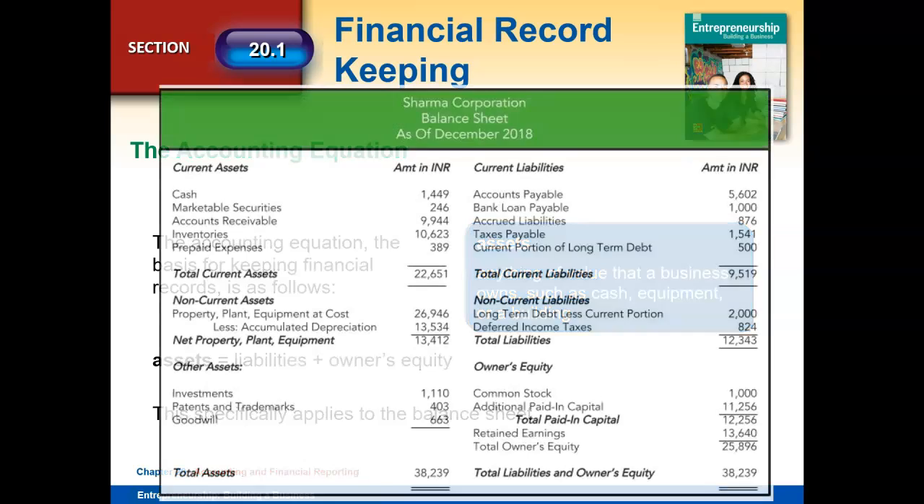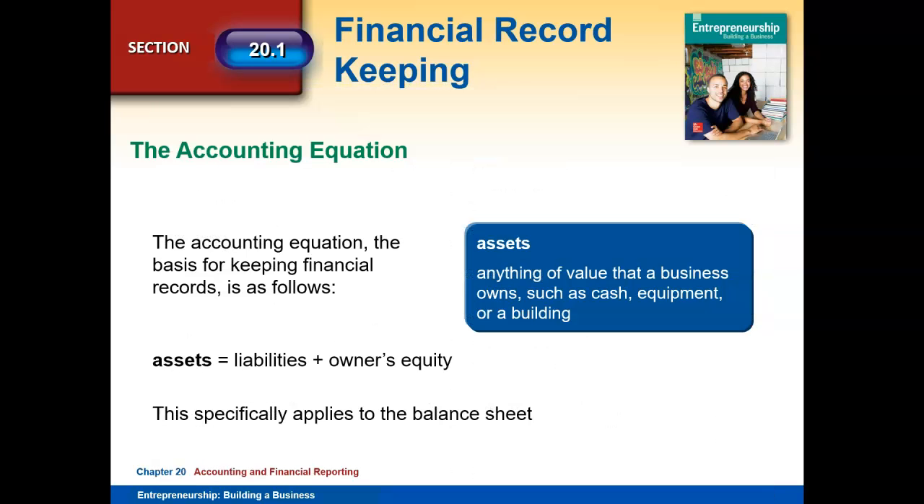So the accounting equation is assets equals liabilities plus owner's equity. And I'm going to ask you this quite a bit, and it's going to be on the test. So make sure you know this part. But an asset is anything of value that a business owns, such as cash, equipment, buildings. All those things are called assets.